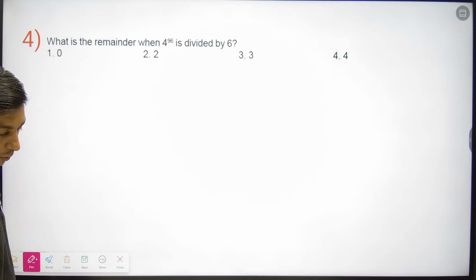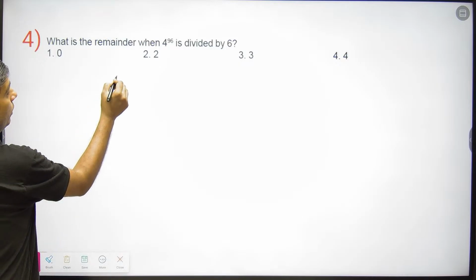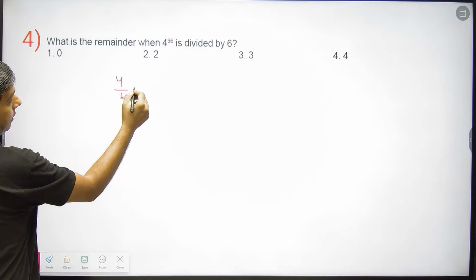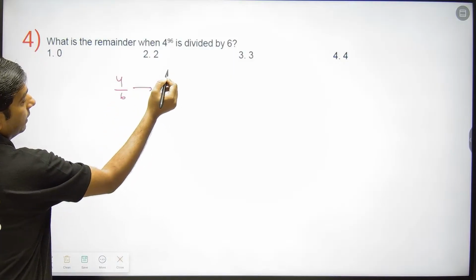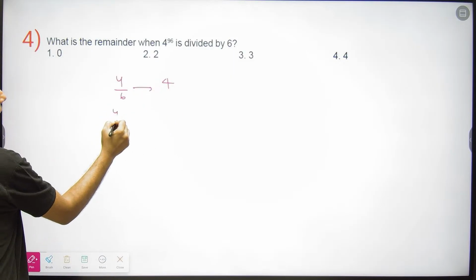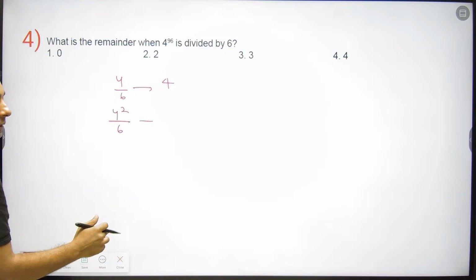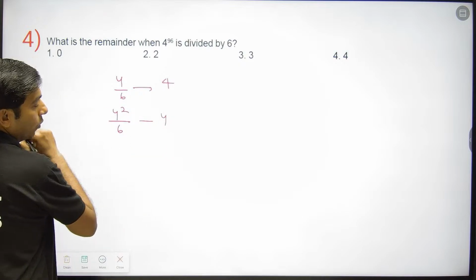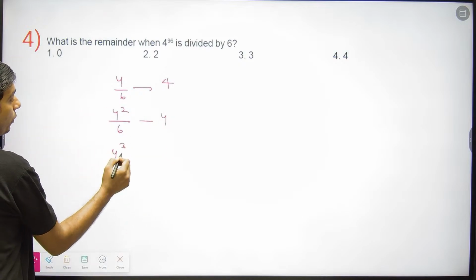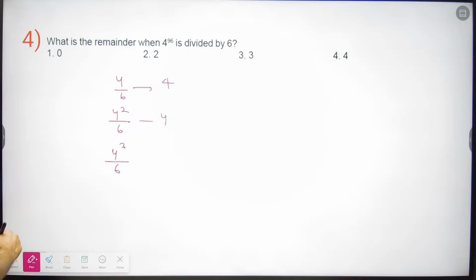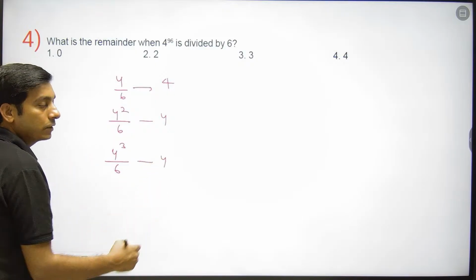Fine. We are going to start now. We see that when we divide 4 by 6, we find the remainder as 4 only. If we divide 4 square by 6, it means 16 by 6, we get the remainder as 4 only. If we divide 4 cube by 6, it means 64 divided by 6, we get the remainder as 4 only.